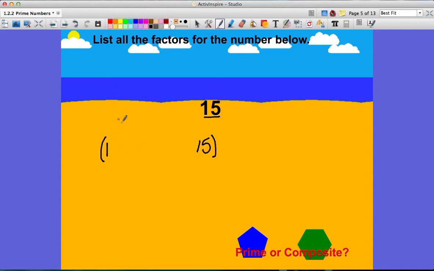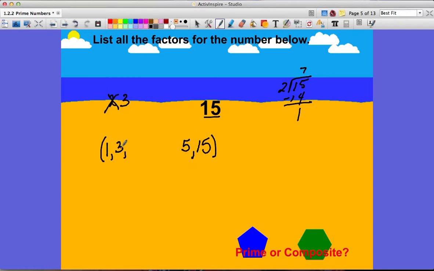So now I think of 2. Is 15 divisible by 2? Well, I'm not sure, so let's do some division. 2 goes into 15 7 times, minus 14. I get a remainder of 1, so 2 is not a factor of 15. So now I try 3. Is 15 divisible by 3? Yes, it is. It goes into it 5 times, so I'd actually put the 5 over here.